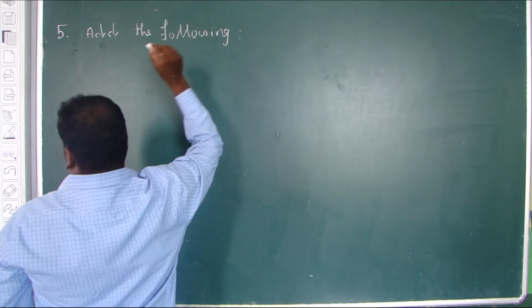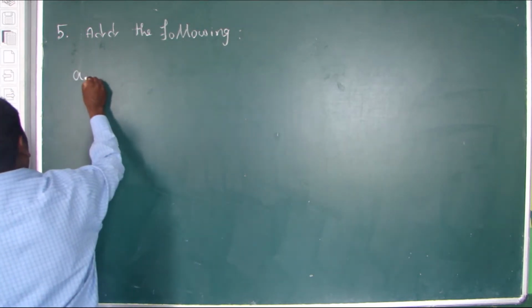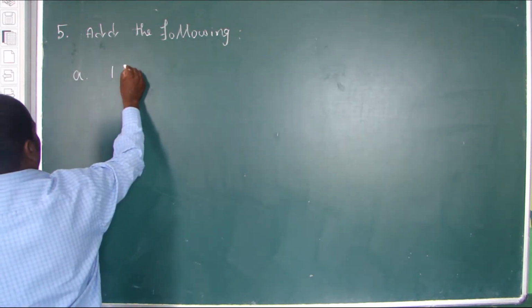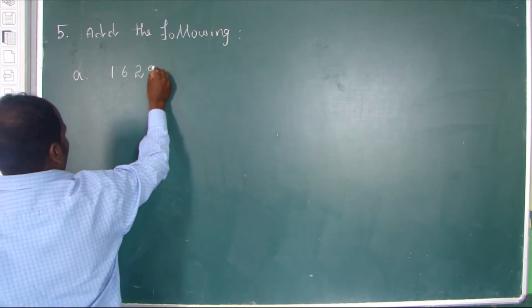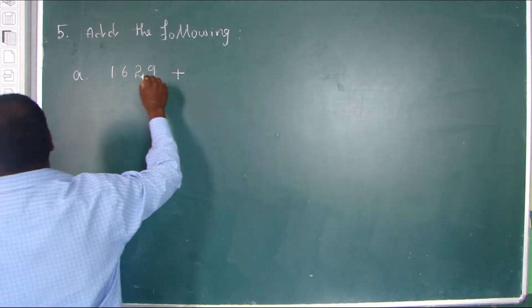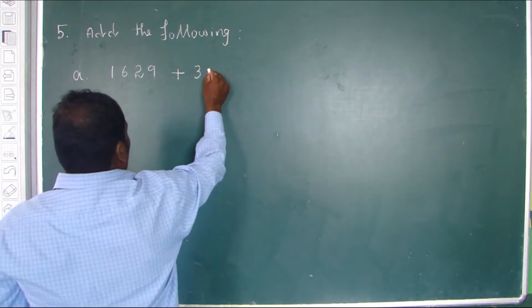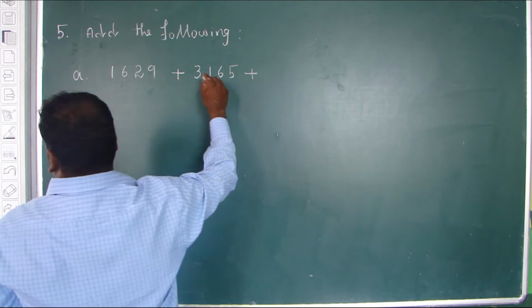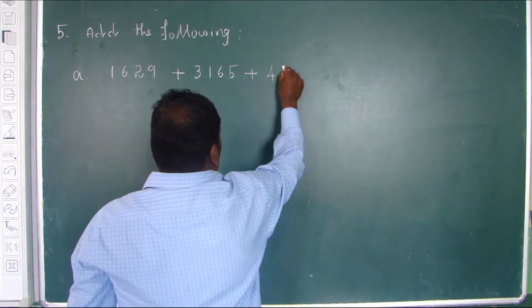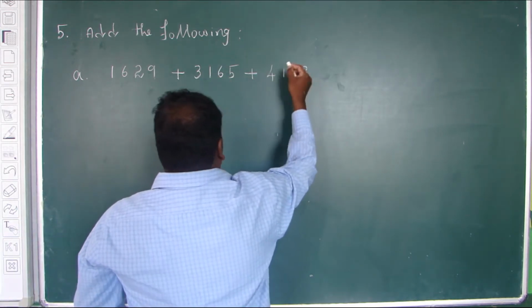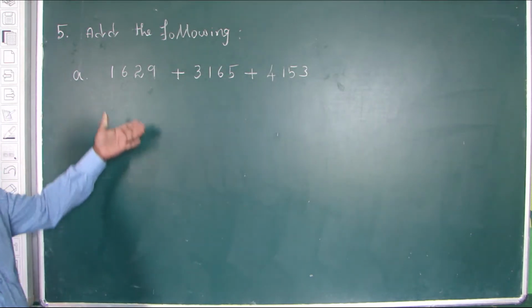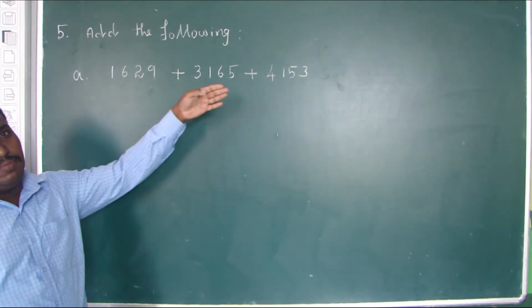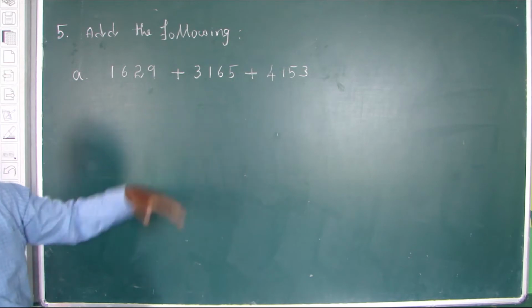Add the following. A part: 1629 plus 3165 plus 4153. These are all 4-digit numbers. First term, second term, third term. We add 3 terms.